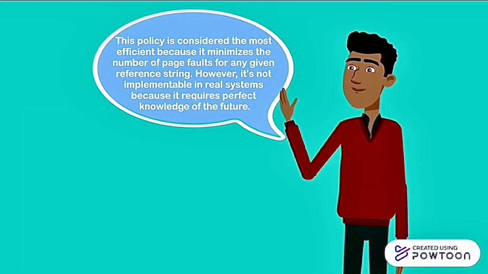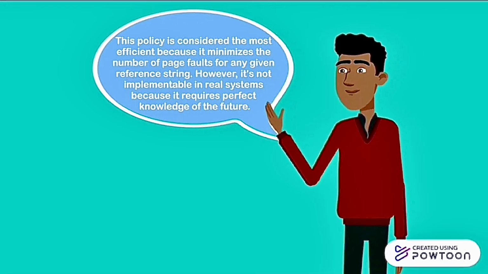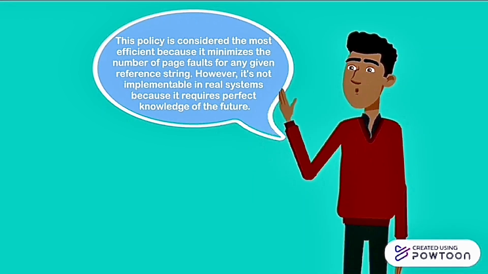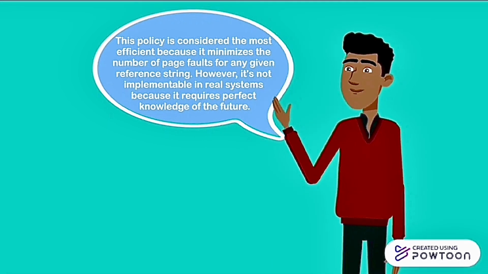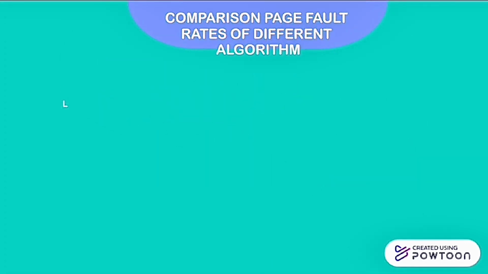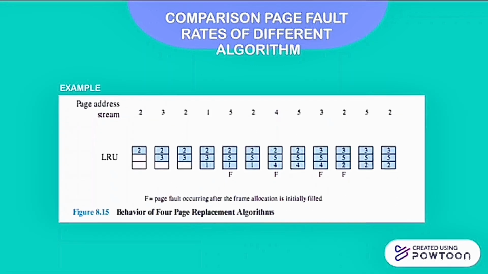This policy is considered the most efficient because it minimizes the number of page faults for any given reference string. However, it is not implementable in a real system because it requires perfect knowledge of the future. Now, let's see examples comparing page fault rates of different algorithms.